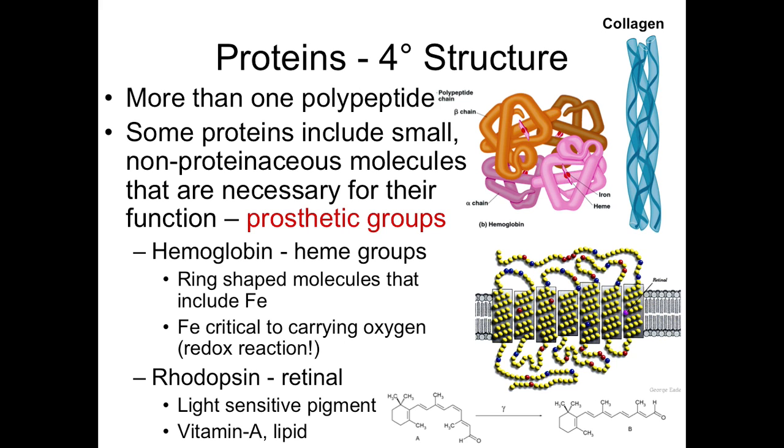Hemoglobin consists of 4 different globular polypeptides. So both of these have quaternary structure. But there's another way to have quaternary structure, and that's through the addition of prosthetic groups. A prosthetic group is part of a protein that is not proteinaceous, but is required for it to function properly. So what does non-proteinaceous mean?